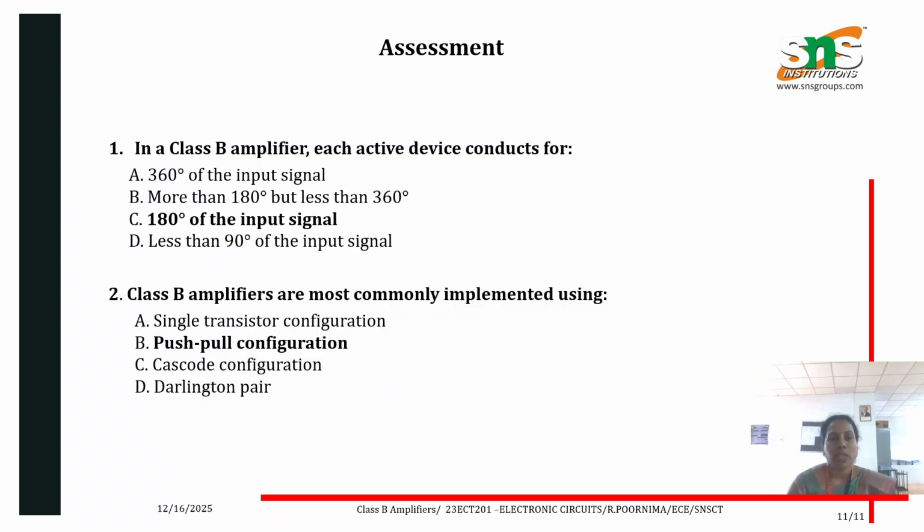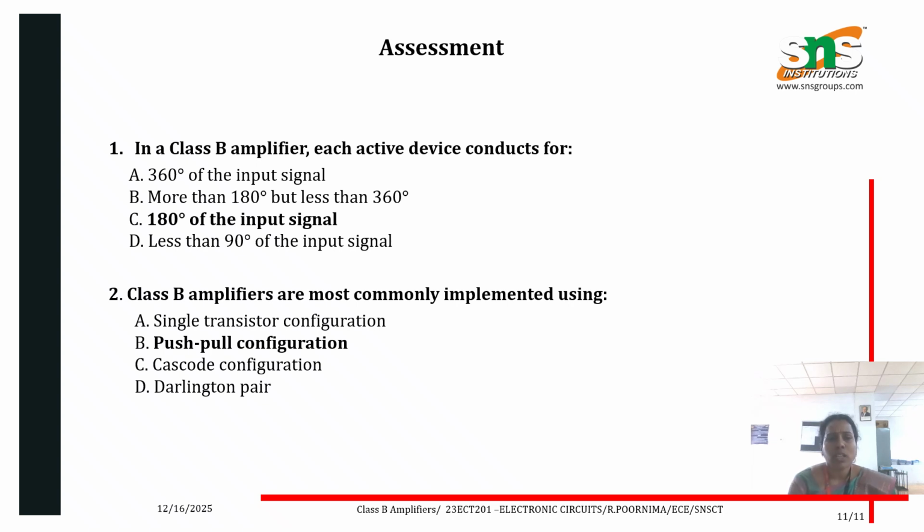Assessment. In a Class B amplifier, each active device conducts for: 360 degrees of the input signal, more than 180 but less than 360, 180 degrees of the input signal, or less than 90 degrees of the input signal. So the answer is 180 degrees of the input signal in Class B amplifiers.